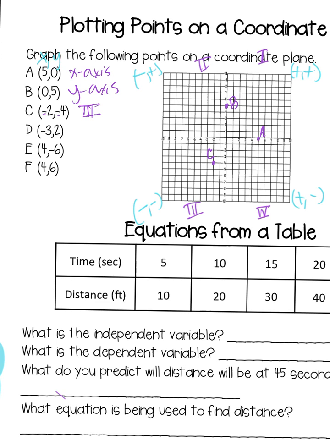Okay, I have a negative x and a positive y. So this is in quadrant 2. So over to the left 3, up 2.